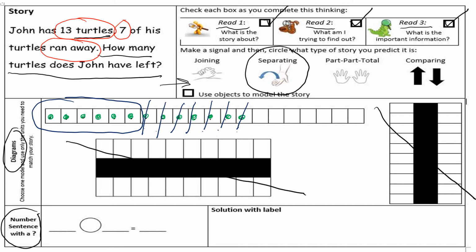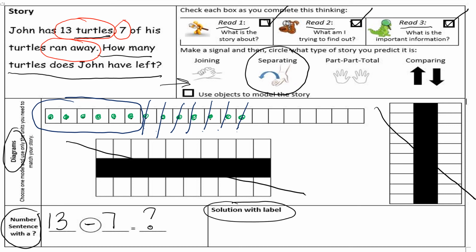So as I think about my story, I'd be writing out my number sentence. So John has, my screen froze up on me, sorry. John has 13 turtles. They ran away. How many ran away? 7. We're left with blank.